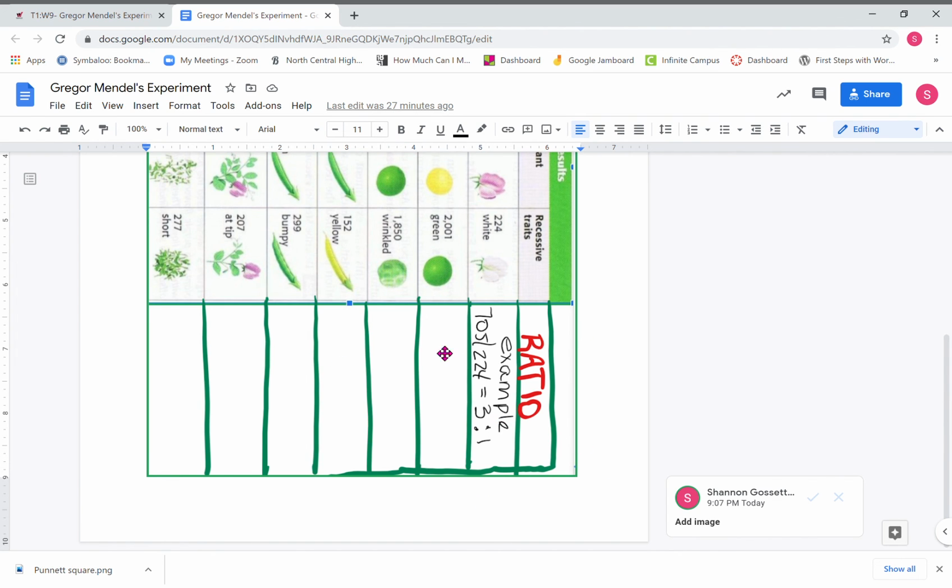I do ask you to do this with your pen, because it's going to be a little difficult to type in the boxes, because I didn't actually make a box. I drew a box. And then submit it for your assignment.